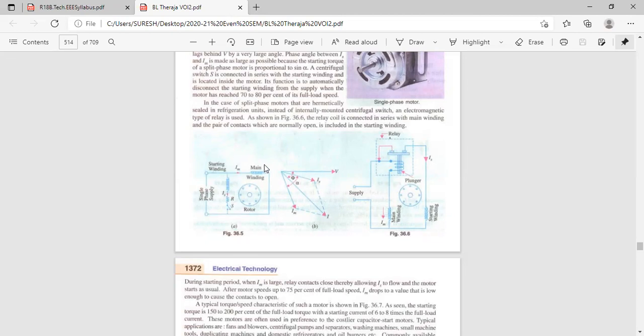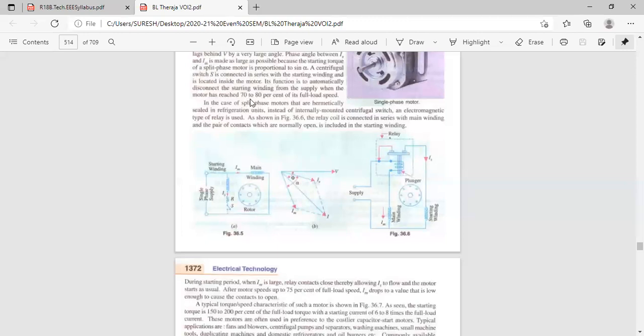Only one winding. So, with the help of the main winding only, the rotor is rotating. So, why is the starting winding used? To create the initial torque. That is the only reason.